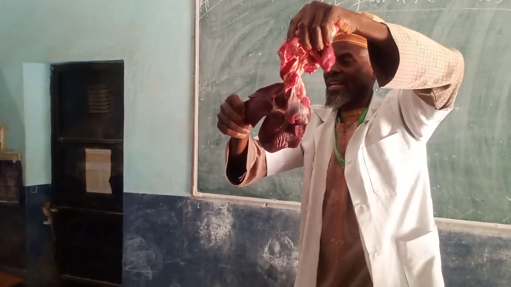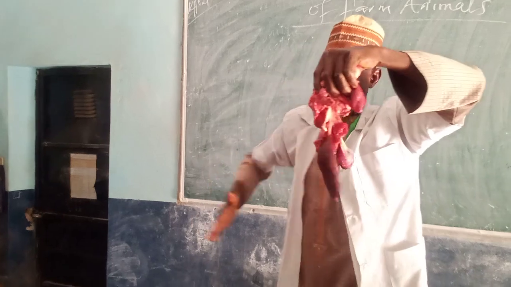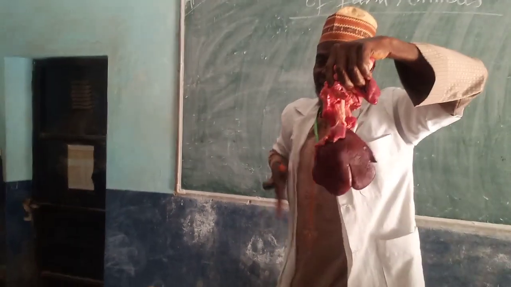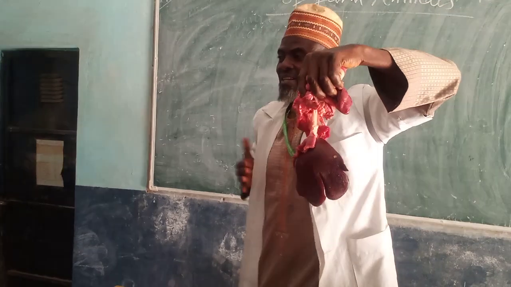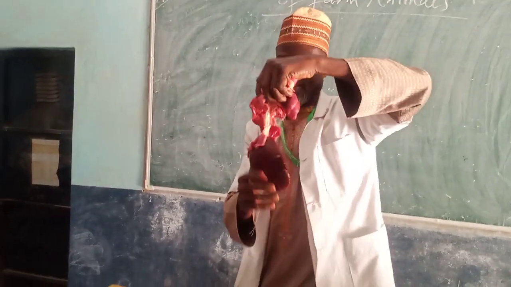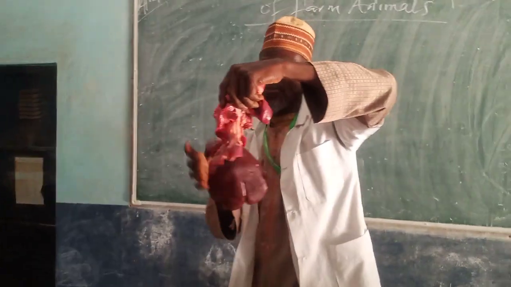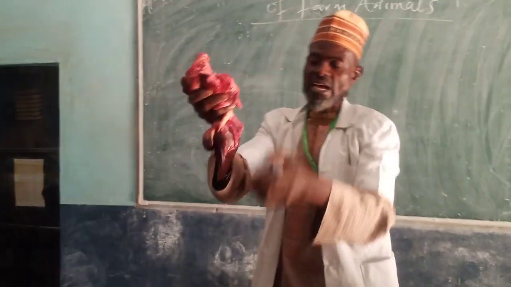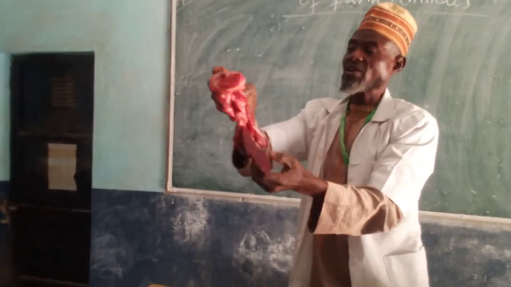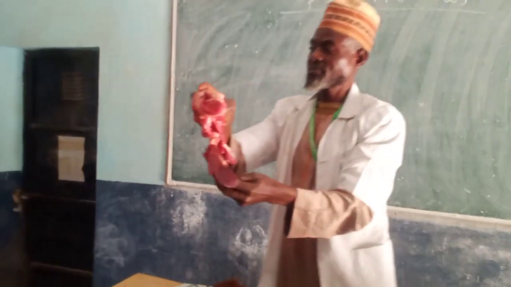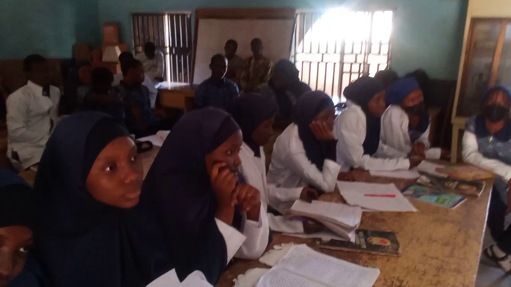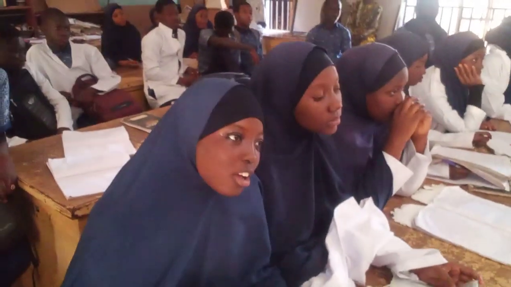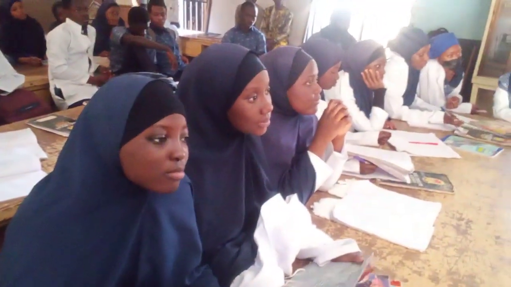So that is the liver, and it can be found on the upper right side of farm animals. Is that clear? That is where the liver can be found. Then, how does it work? What are the functions of the liver? It regulates blood sugar.